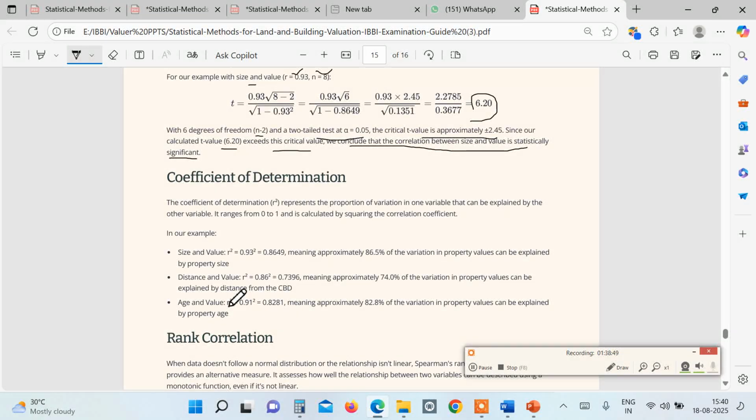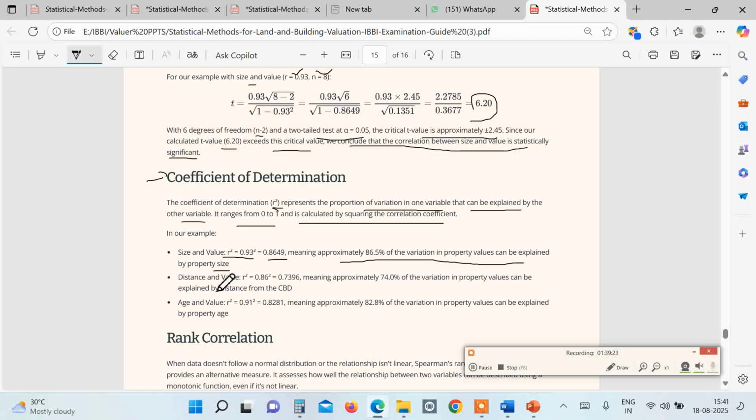Next is the coefficient of determination. R square represents the proportion of variation in one variable that can be explained by the other variable. It ranges from 0 to 1 and is calculated by squaring the correlation coefficient. In our example, for size and value, R square is equal to 0.93 squared, which is 0.8649, meaning approximately 86.5% of the variation in the property value can be explained by the property size.